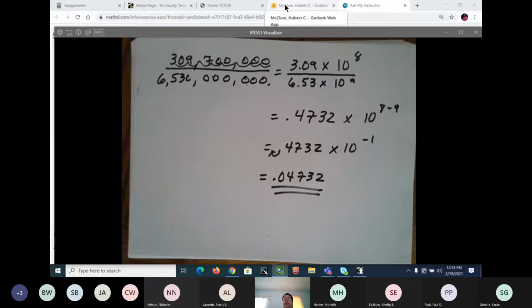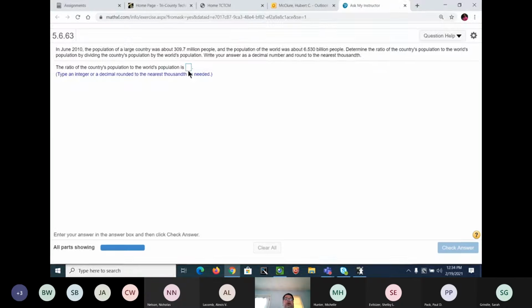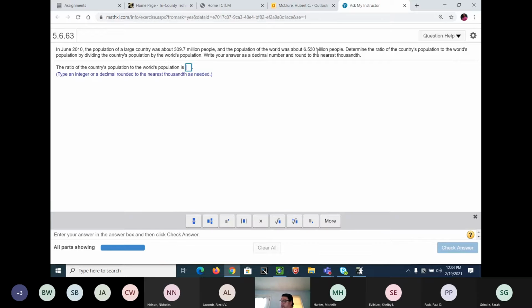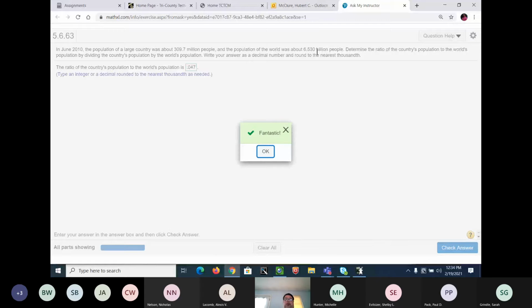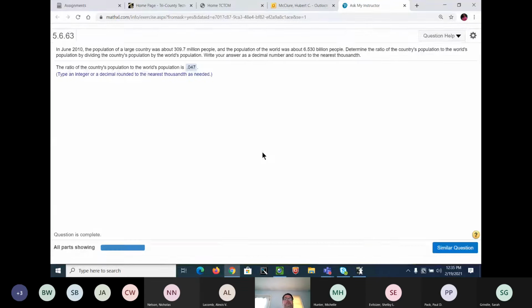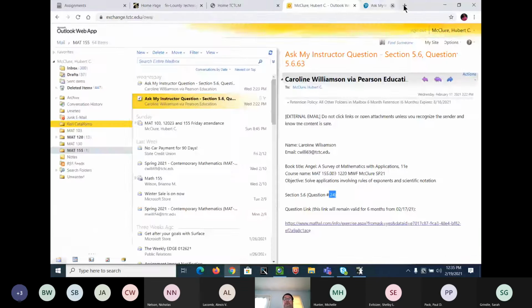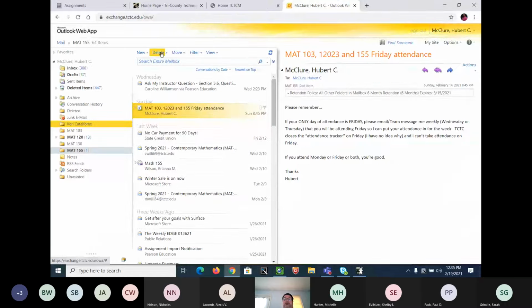So let's go back and type it in. It says round to the nearest thousandth, so that would be 0.047. And we feel good about ourselves.